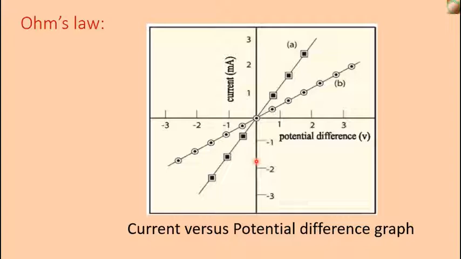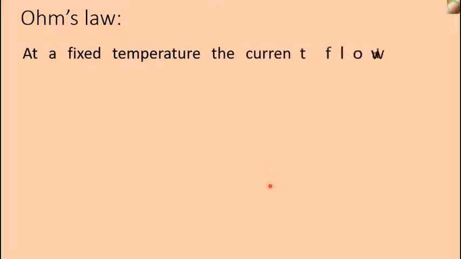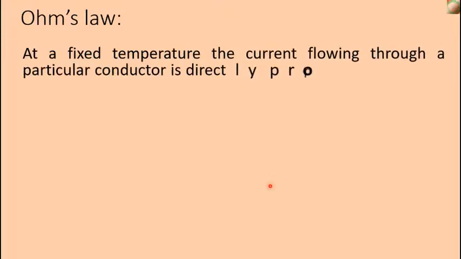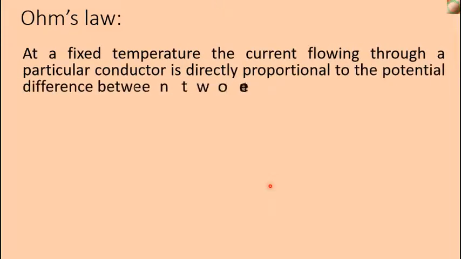From this graph, we can see that with increasing potential difference, current will be increased. With decreasing potential difference, current flow through the conductor will be decreased. This is Ohm's law. At a fixed temperature, the current flowing through a particular conductor is directly proportional to the potential difference between two ends of the conductor.